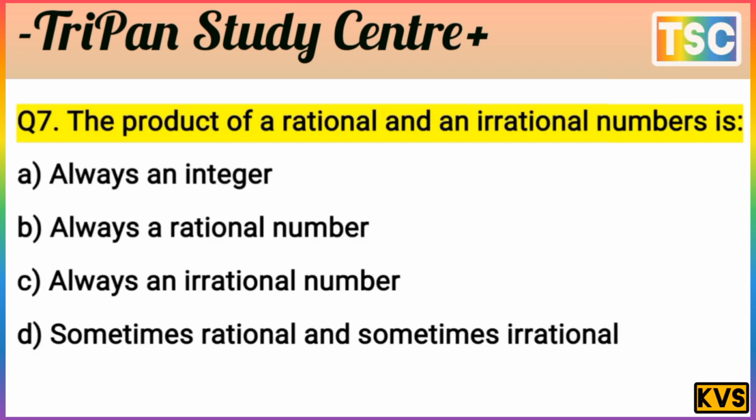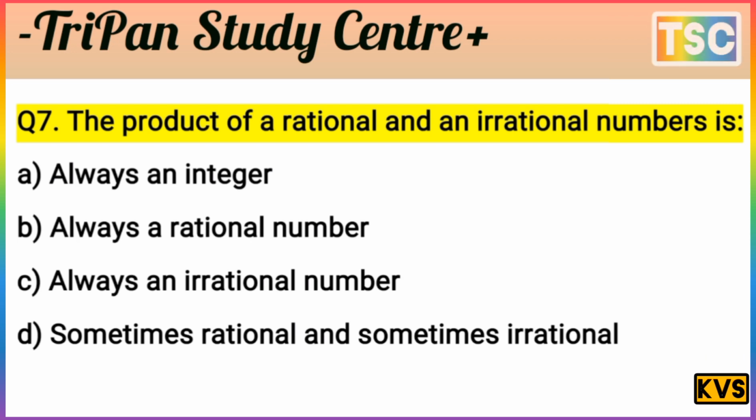Next here, the product of a rational and irrational number is... The question is clear here. The options are: A, always an integer; B, always a rational number; C, always an irrational number; D, sometimes rational and sometimes irrational. The options are clear cut. Test your knowledge. First of all, I give you a few seconds. You must have thought of your answer. Note the right option in your notebook and check again.